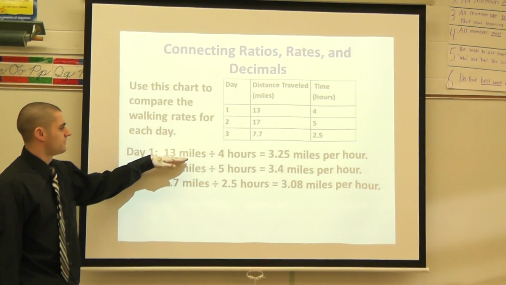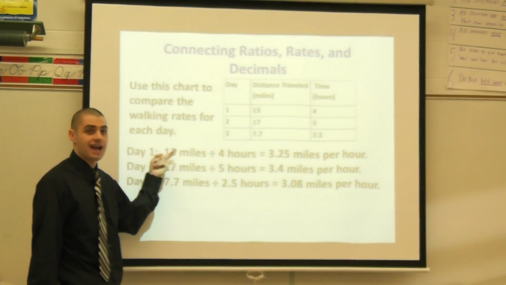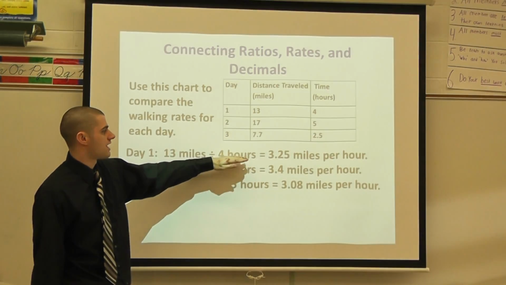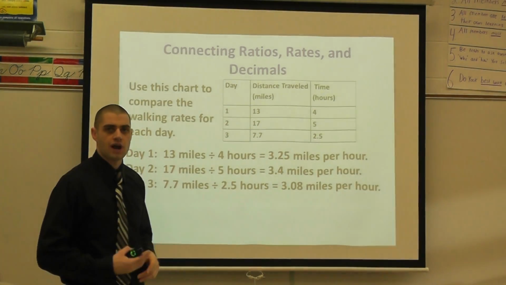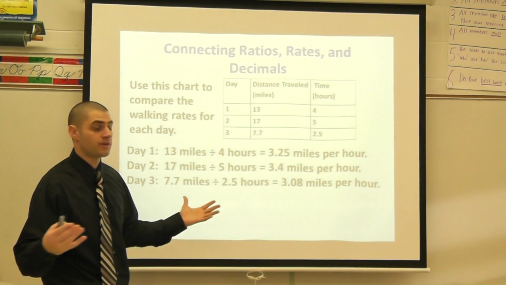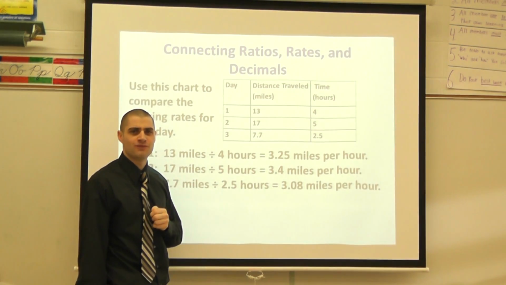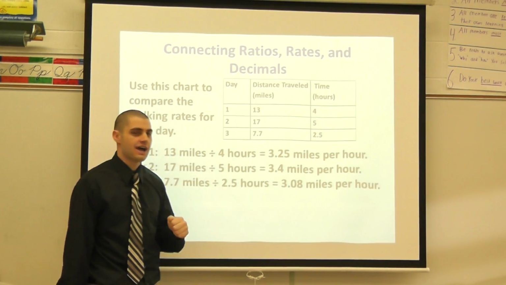I'm going to take day 1. I walked 13 miles, and again, I've added in the units to make sure I didn't forget and make a mistake here. 13 miles divided by the 4 hours that I walked. So I'm going to walk 3.25 miles per hour. That's the unit rate I'm going to find for that day. Now, if I threw a fraction at you, does anyone know what 3.25 is as a fraction? Yeah, it would be 3 1/4 miles per hour.